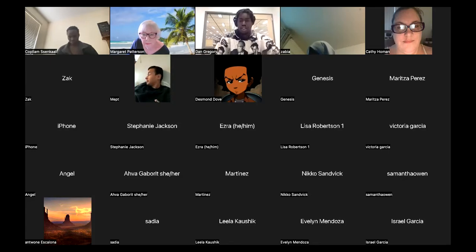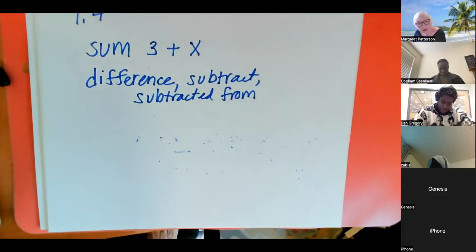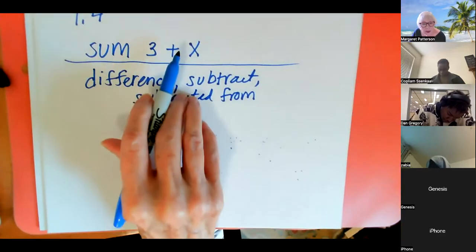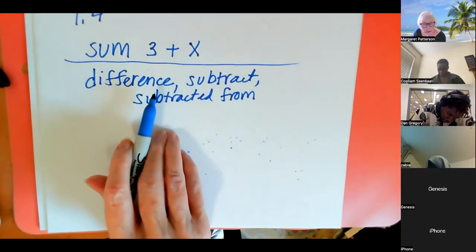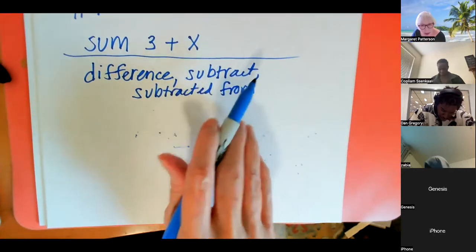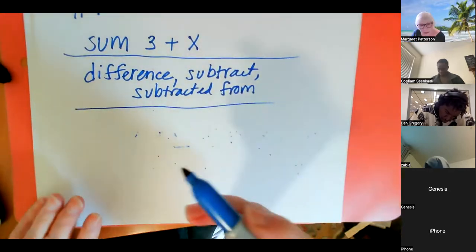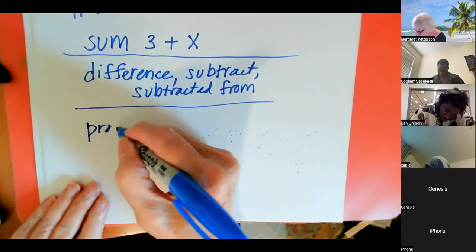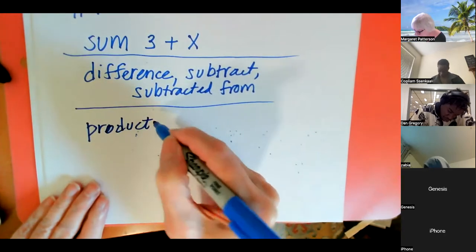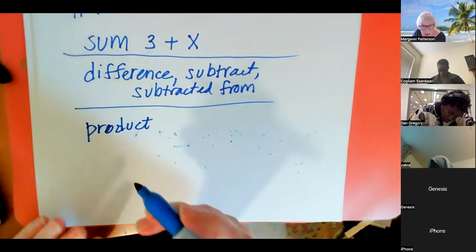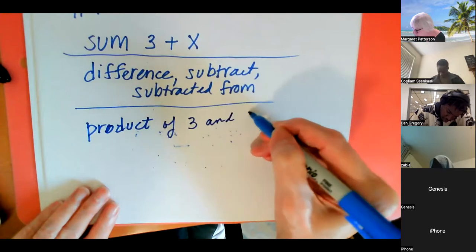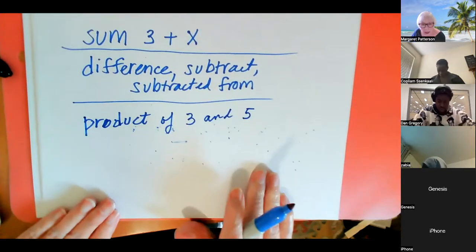So difference means subtract. Sum is used for add. Difference is used for subtract or subtracted from. While I'm at it, to multiply, it's product. So they might say, this is in the next section, find the product of 3 and 5. That means 3 times 5.